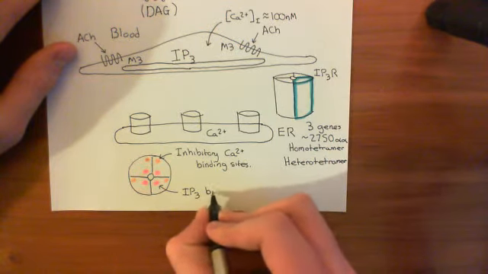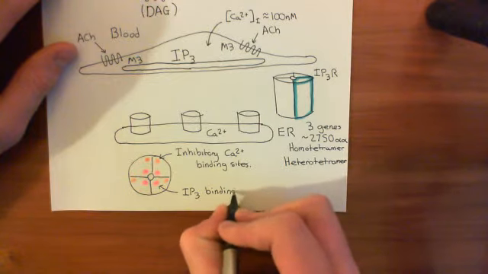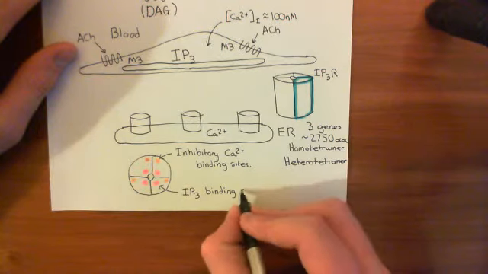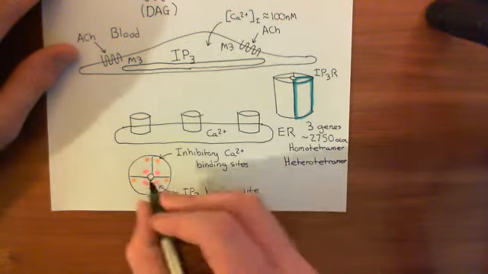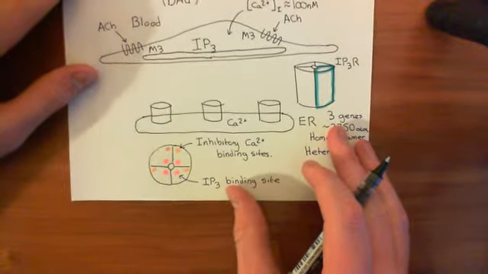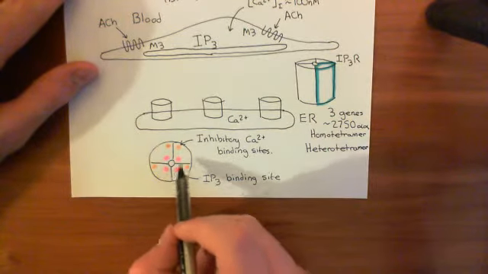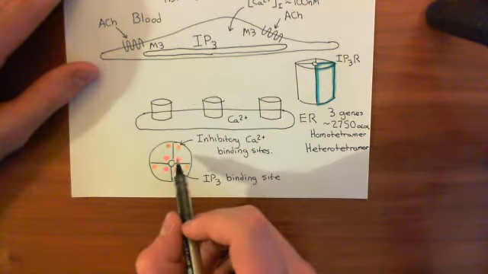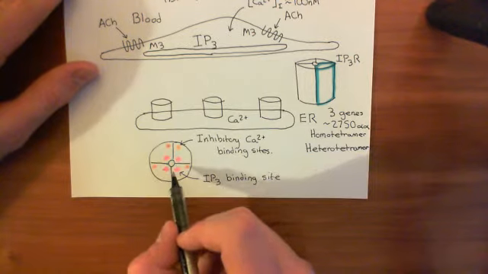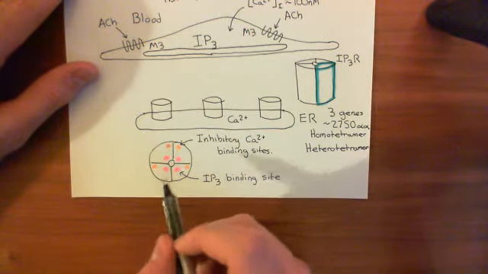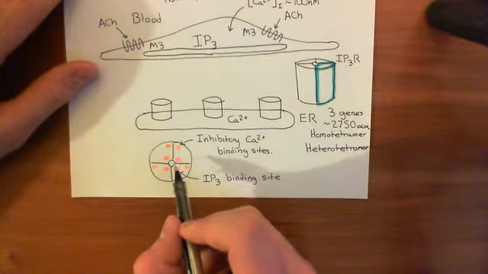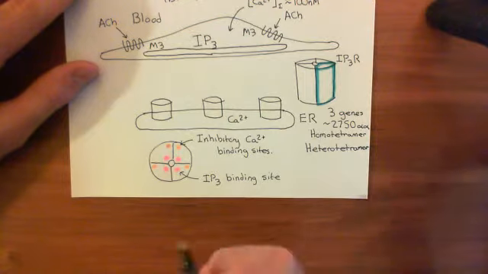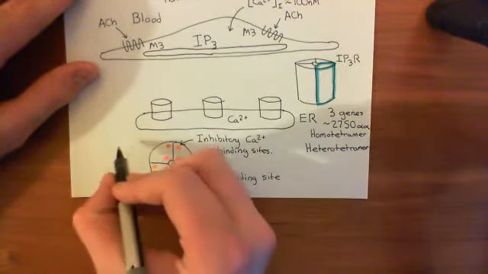The speculated mechanism by which IP3 activates these receptors is that IP3 binds to the IP3 binding site. Of course there are 4 IP3 binding sites because you have 4 subunits, so you're going to need an IP3 molecule to bind to each one of the 4 subunits. Overall, you're going to need 4 IP3 molecules to bind to the overall IP3 receptor.